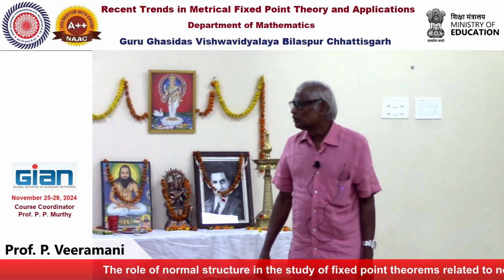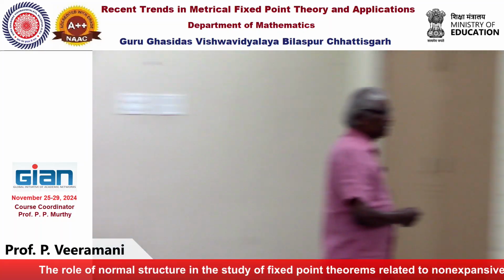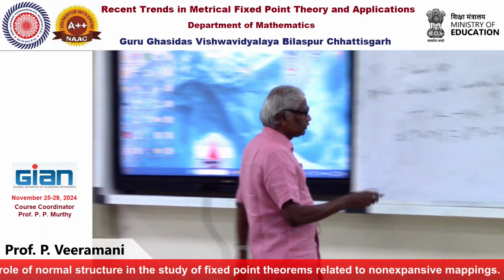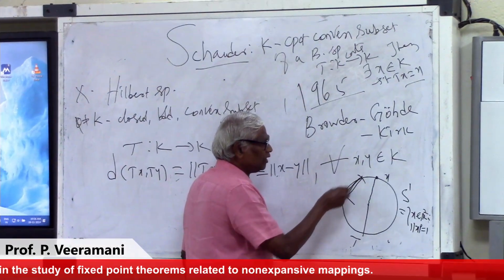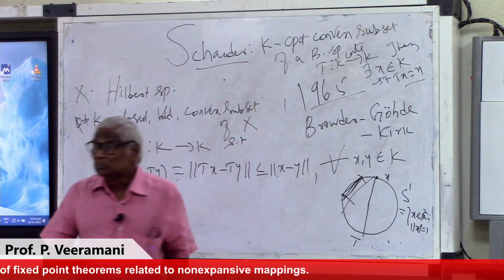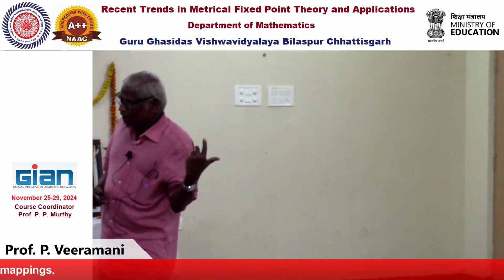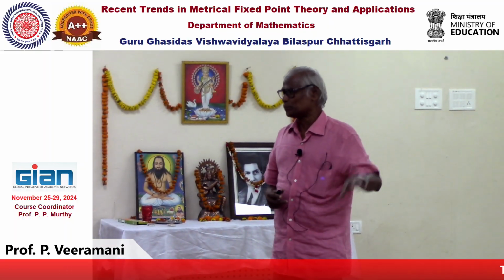Because if you take any two points, all these things will be there. You cannot remove them, so you have to take the unit ball. So it is convex. Further assume it is convex, then we can prove.